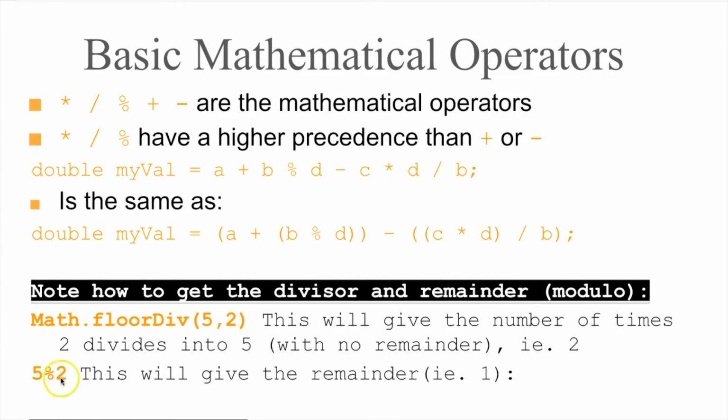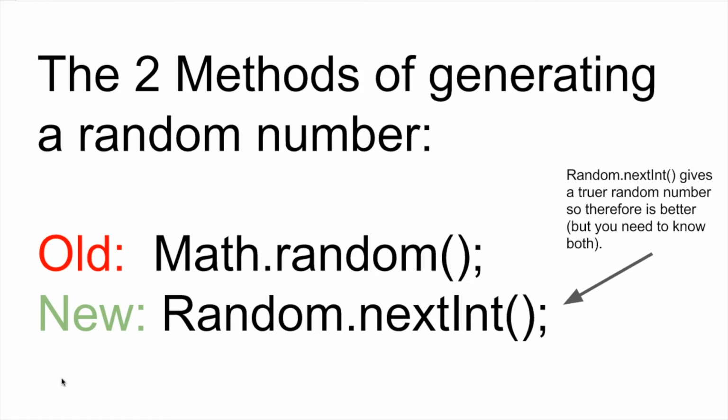This is very handy, by the way, if you want to find out if something is an odd or an even number. You %2, in other words, you find out what the remainder is when you divide it by 2, and if that's equal to 0, then it's an even number, and if it's equal to 1, obviously it's an odd number. It's quite handy.